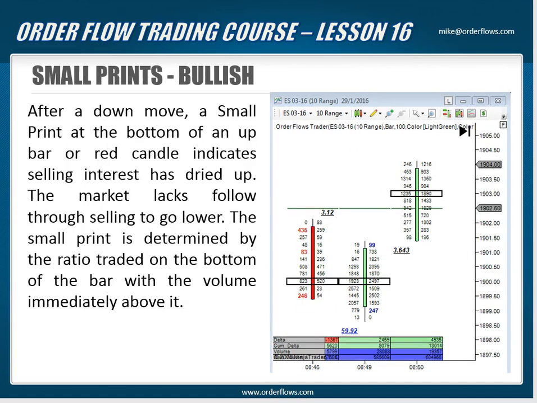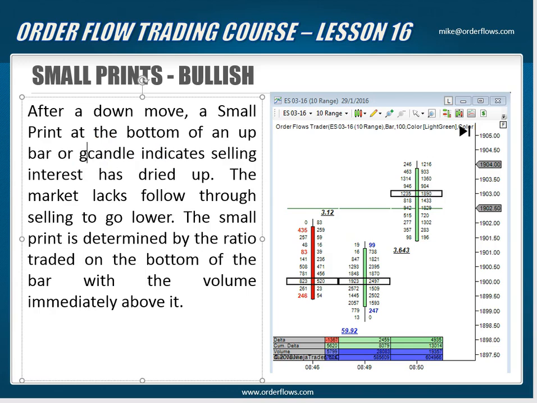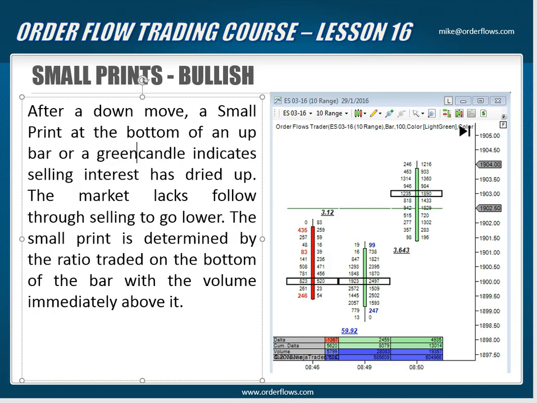Small prints, bullish one. After a down move, a small print at the bottom of an up bar, or should be a green candle, indicates that selling interest has dried up. The market lacks follow-through selling to go lower. The small print is determined by the ratio traded on the bottom of the bar with the volume immediately above it. So here you have the green candle.